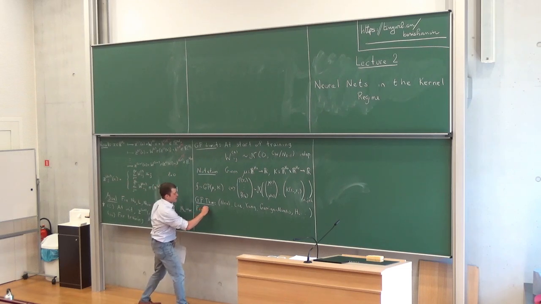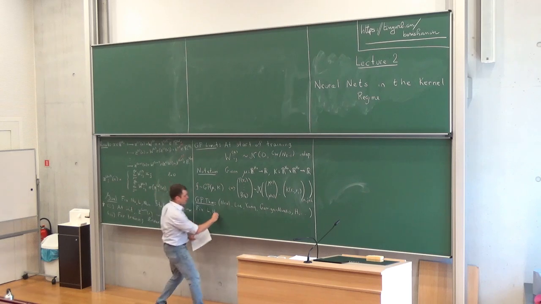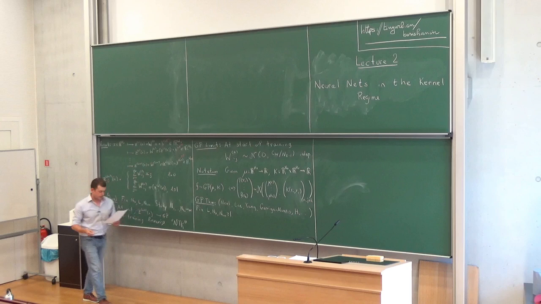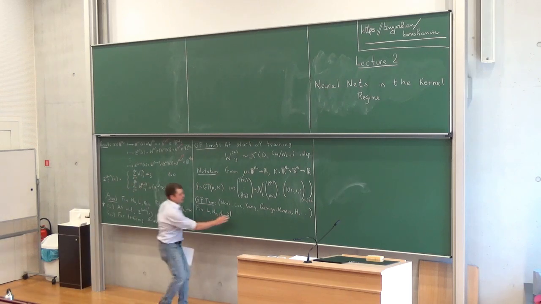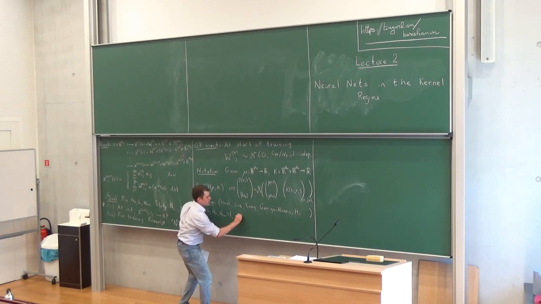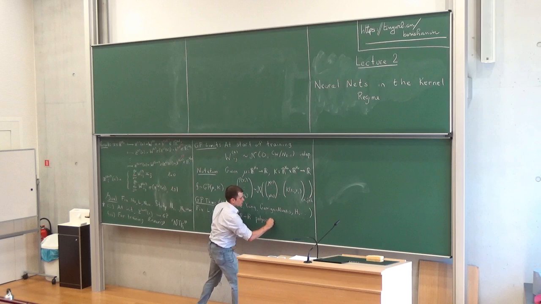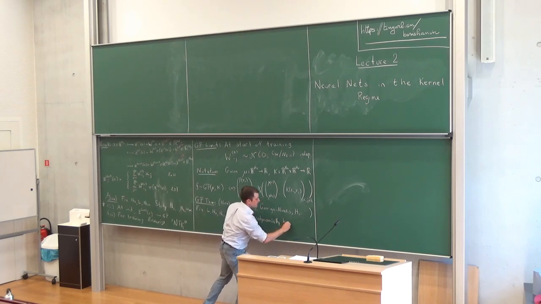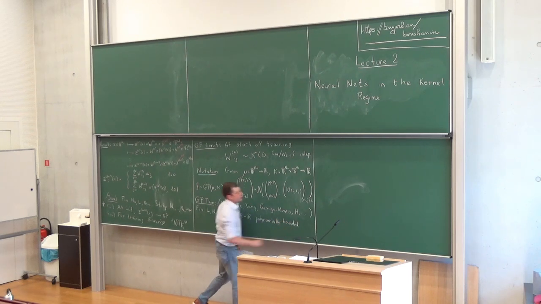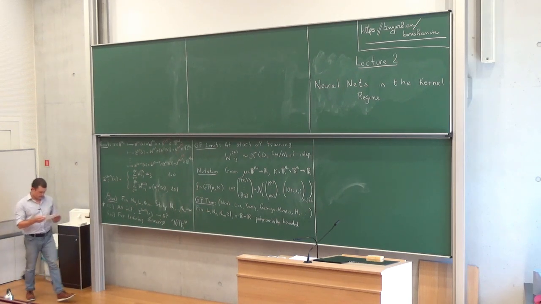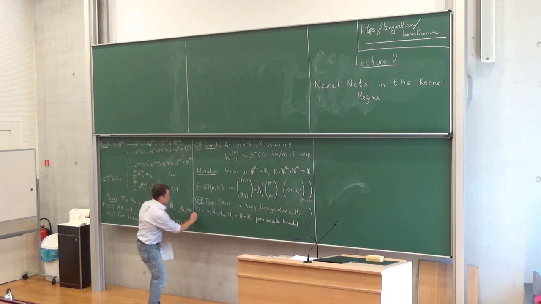So let's fix the depth of the network, as I said, and the input dimension of the network, and the output dimension of the network. So we fix those three things. Oops, I forgot, we fixed one more thing. We fixed our favorite function, sigma, from R to R, which I'll take to be polynomially bounded. That just means it doesn't grow faster than a polynomial at infinity. That's what I need from it. So the theorem is then the following.